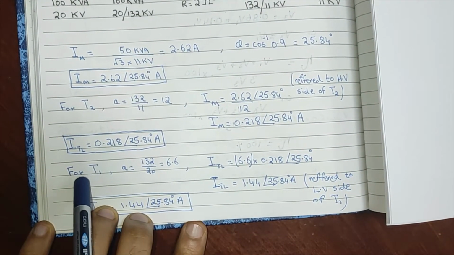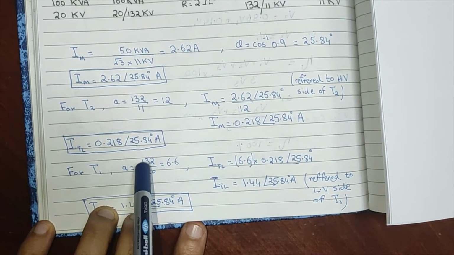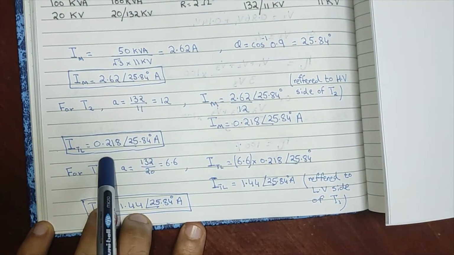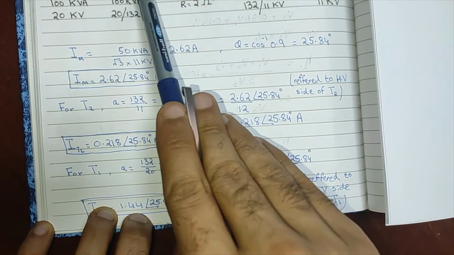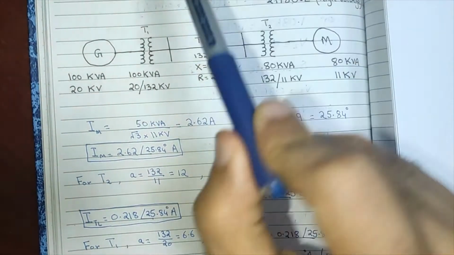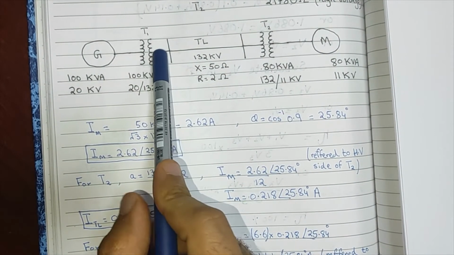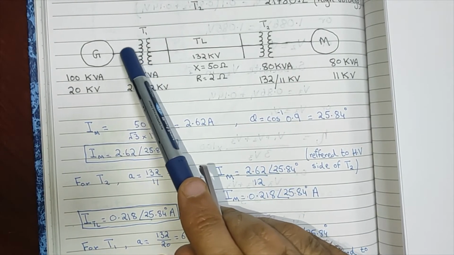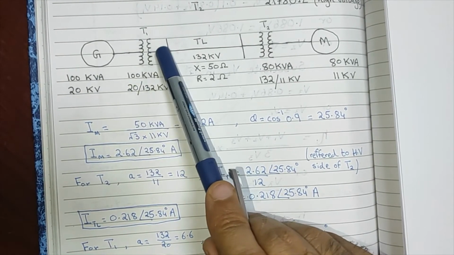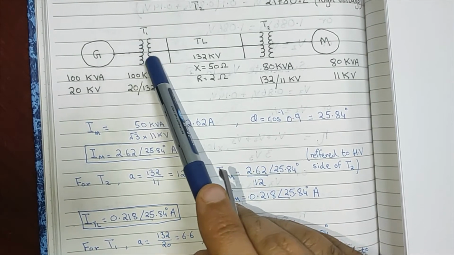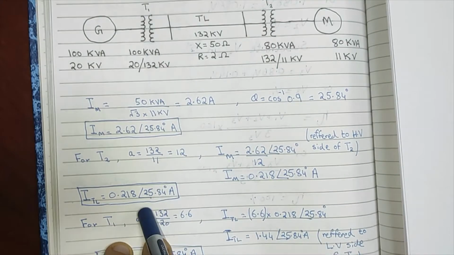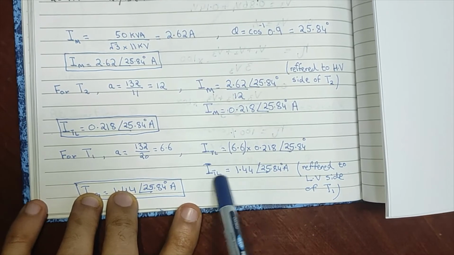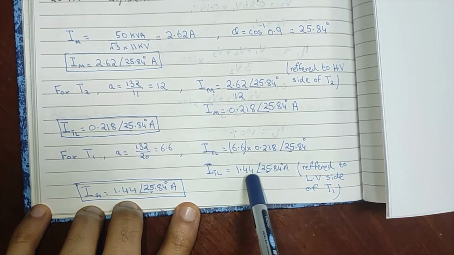And what about the turns ratio of the first transformer? It is 132 divided by 20, it is 6.6. Now this same current, which is 0.218 angle 25.84, on the high voltage side of our first transformer, if you refer it to the low voltage side, it will increase, because the voltage is stepping down. If the voltage is stepping down from right to left, it means the current will step up. So you will multiply it with 6.6 to get the current. After multiplying, this current will be 1.44 angle 25.84.